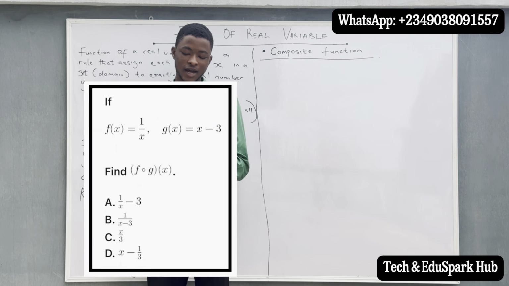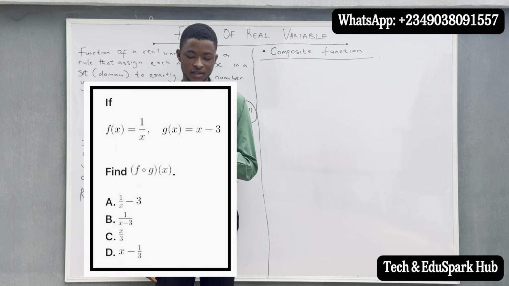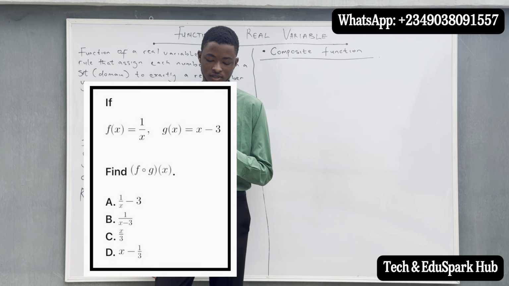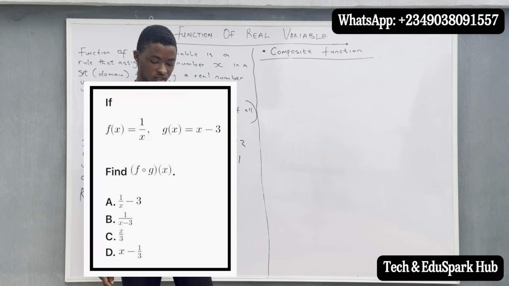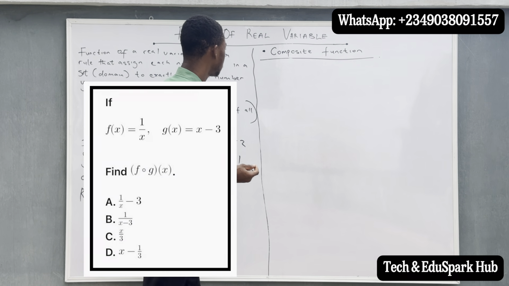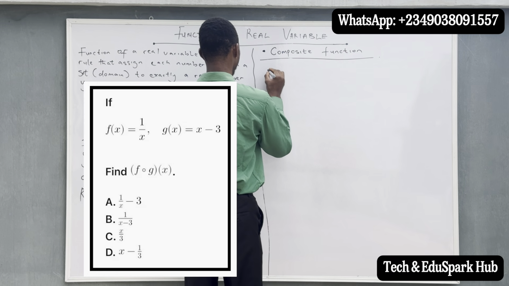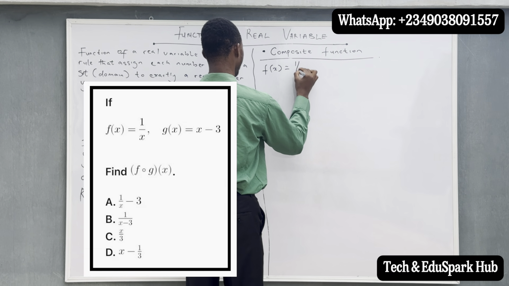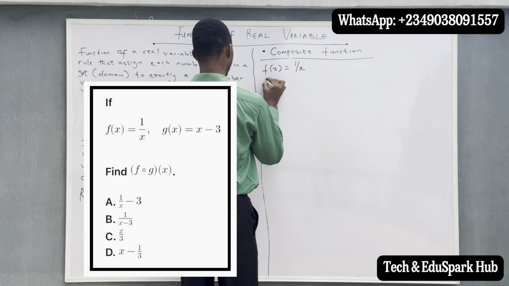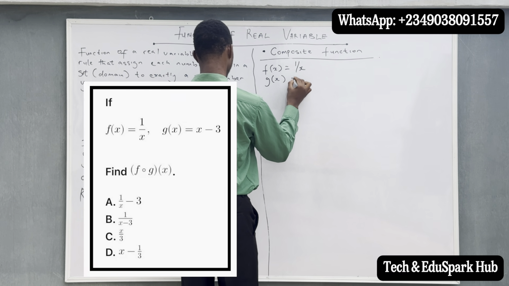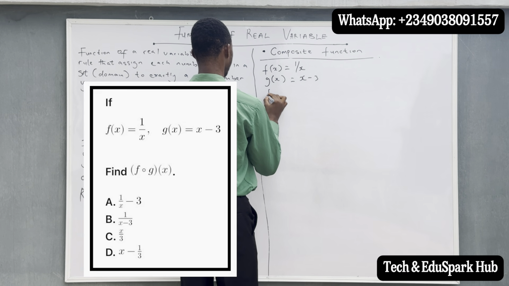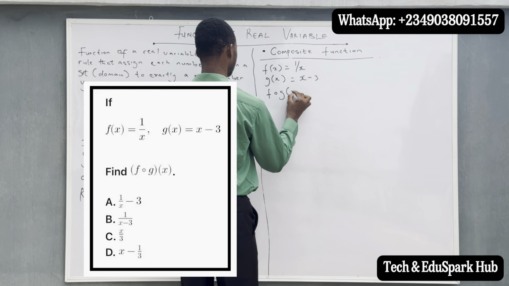The next question, as displayed on the screen, says that if f of x is equal to 1 divided by x and g of x is equal to x minus 3, find f of g of x. So let me just put the question down. So we have our f of x to be equal to 1 divided by x and our g of x to be equal to x minus 3. So the question is asking us to find f of g of x.